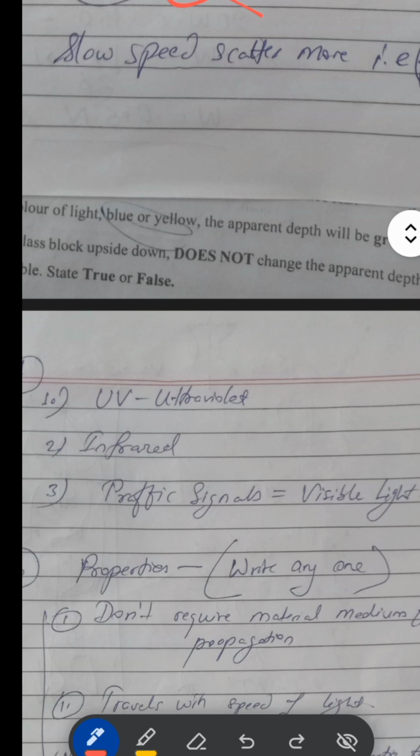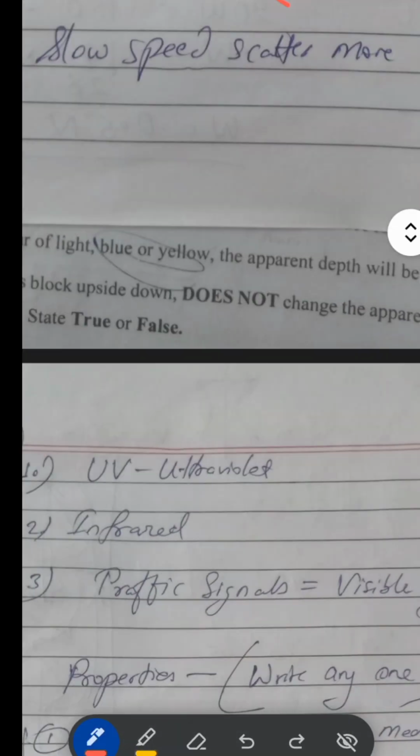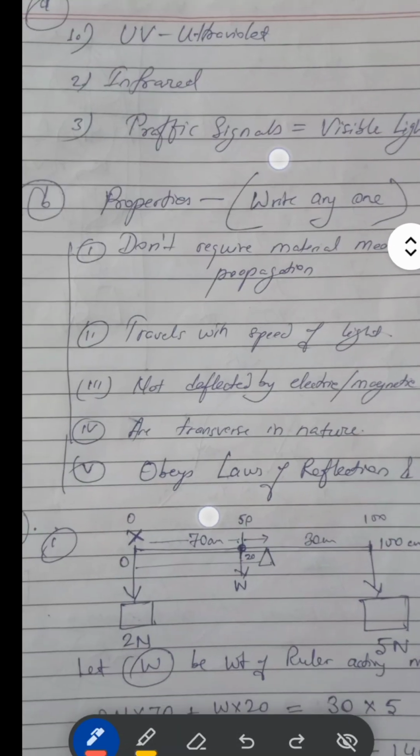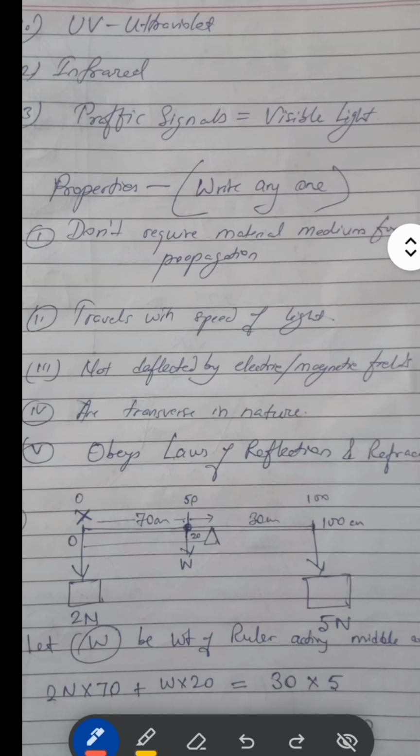Next, B: name one property common to all electromagnetic waves. We know many properties are there, so we can write any one. They don't require a material medium for propagation, just like light, and they travel with the speed of light. They are not deflected by electric or magnetic fields, just like light. Another we can write: they are transverse in nature and obey the laws of reflection and refraction, just like light rays.